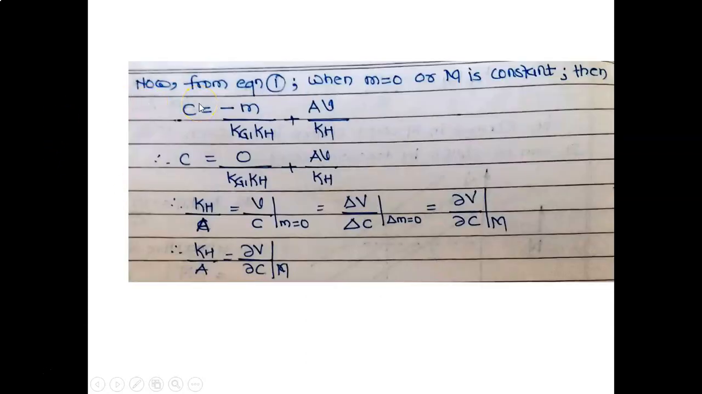Now, from equation 1, when m is equal to 0 or m is constant, then c is equal to minus m divided by kg1 into kh plus av upon kh. Therefore, c is equal to 0 divided by kg1 into kh plus av upon kh. Therefore, kh upon a is equal to v upon c at m is equal to 0, which is equal to delta v upon delta c at delta m is equal to 0, which is equal to dou v by dou c when m is equal to constant. Therefore, kh upon a is equal to dou v by dou c when m is constant.